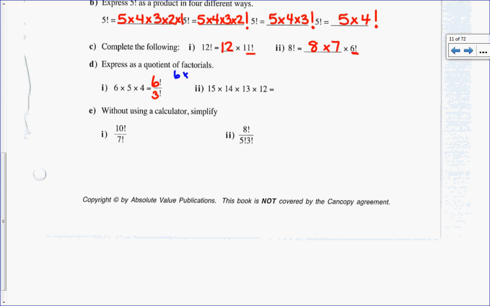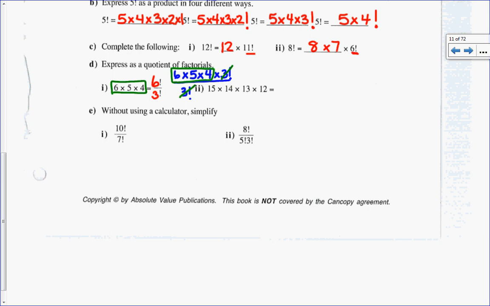So on the top, I've really got 6 times 5 times 4 times 3, and I'll leave that as 3 factorial, because on the bottom I have 3 factorial, right? And then my 3 factorial here and my 3 factorial here will cancel, and I'll be left with 6 times 5 times 4, which is what I wanted to be left with.